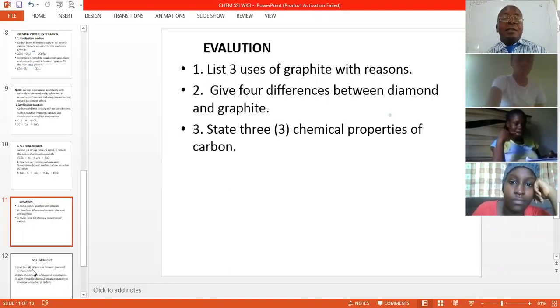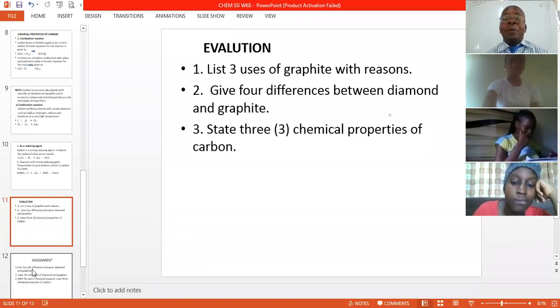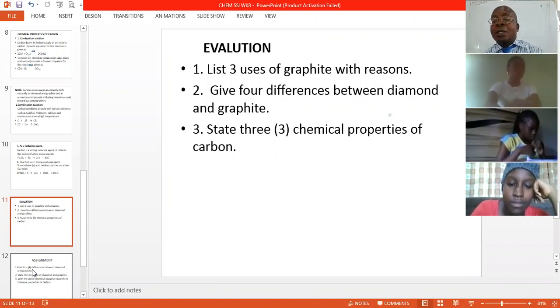Okay. Then we go to question 3: state 3 chemical properties of carbon. Combustion reaction. Okay, combustion reaction. Yes. Combination reaction. Combination reaction.